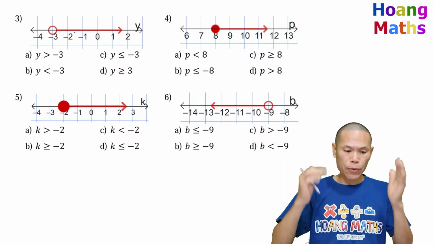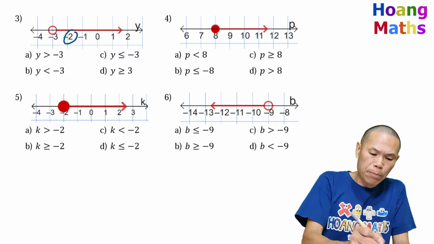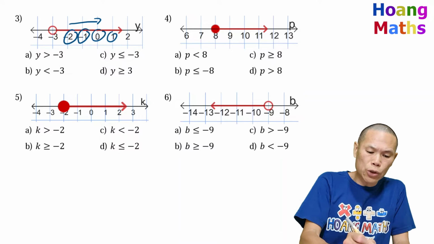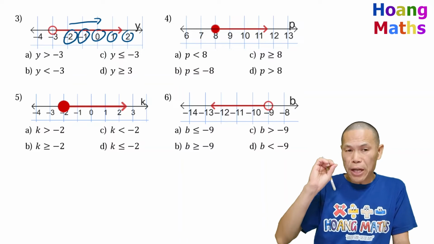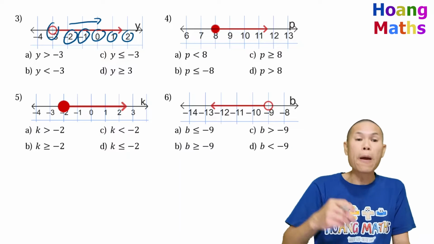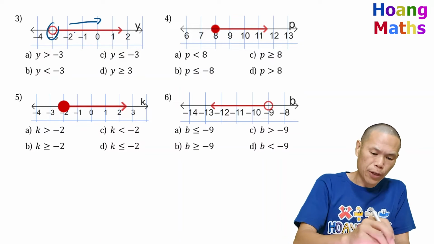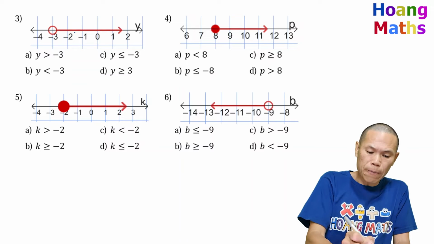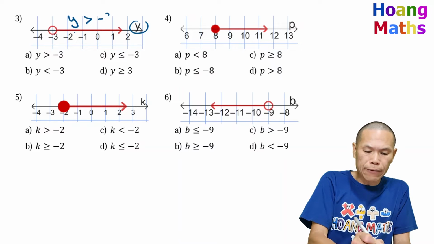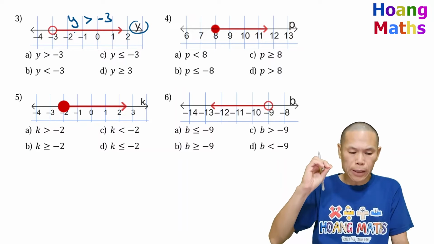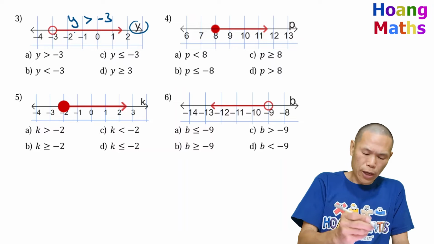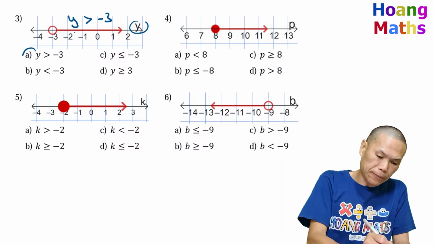So question number 3. So we know that these numbers here, because it's pointing this way, are -2, -1, 0, 1, 2, 3, and so on. So these numbers are greater than -3, right? Because it starts from -3, but not including -3. So these values here are y values. So that means y is greater than -3. And the circle is empty. So therefore, y is greater than -3. So the answer should be A.